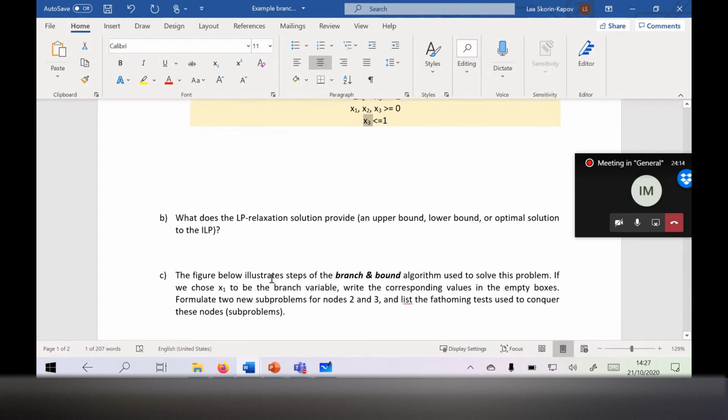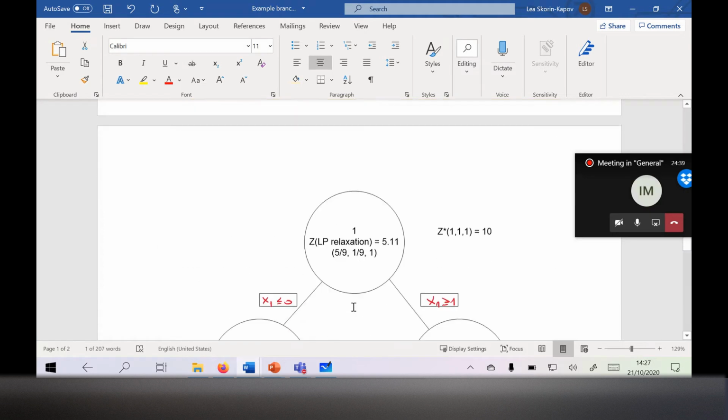Okay, the figure below illustrates the steps of a branch and bound algorithm. If we choose a variable and its corresponding value, we get 2 new subproblems for nodes 2 and 3, and list the fathoming tests. We went through these tests last time, which we used to conquer these nodes or subproblems, to tell us whether we keep searching or whether we've conquered a certain node and it doesn't make sense to go any further.